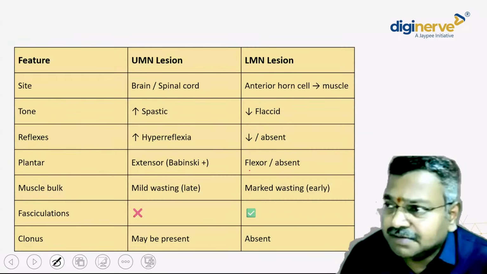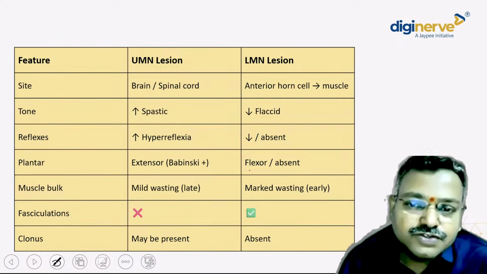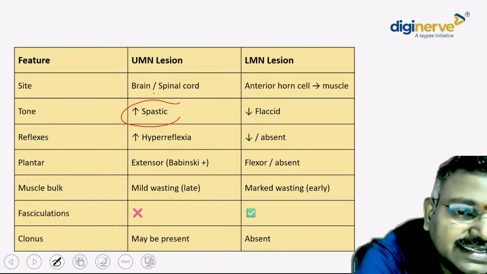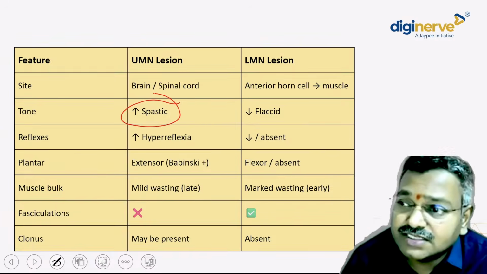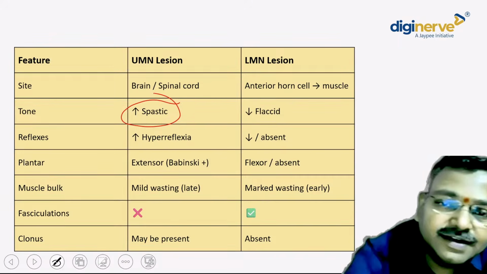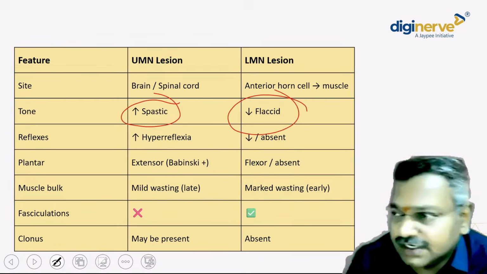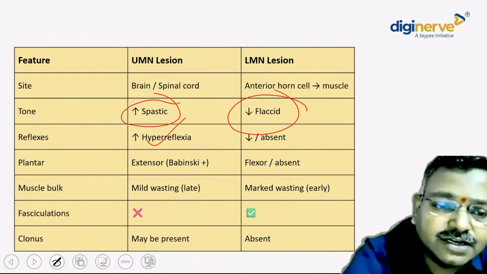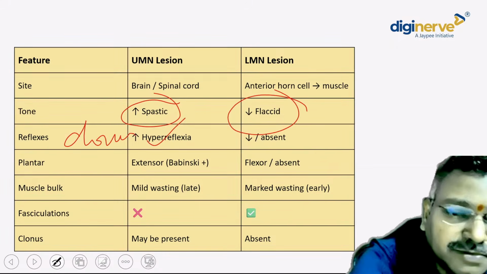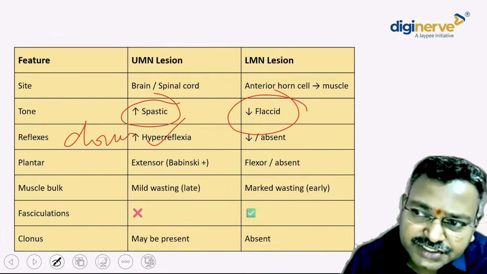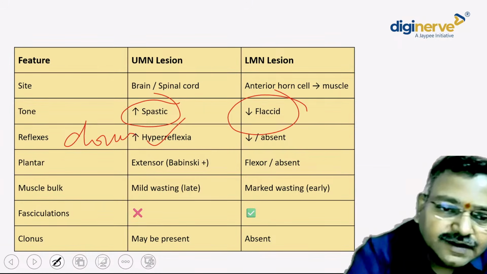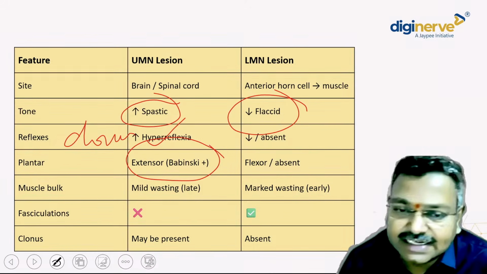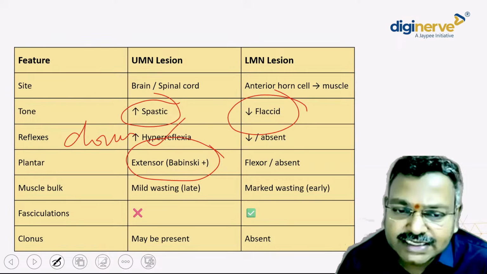Now, the very simple differences between UMN and LMN, all of you should know. The tone is increased, what we call spasticity, in upper motor neuron disease, which is velocity dependent, and anti-gravity muscles are affected, whereas it is decreased in lower motor neuron lesion. That's very important. The deep tendon reflexes are exaggerated, and you might get clonus also in upper motor neuron lesion, whereas in lower motor neuron lesion the deep tendon reflexes are absent. Very important is the Babinski reflex. That is, the plantar reflex becomes extensor in UMN, whereas in LMN this usually does not happen.